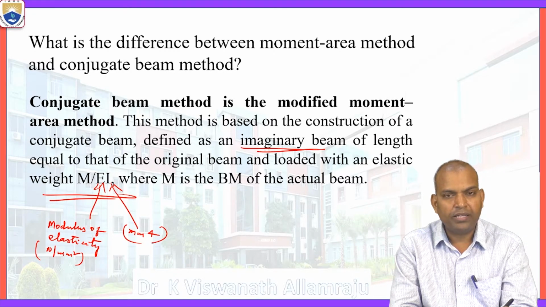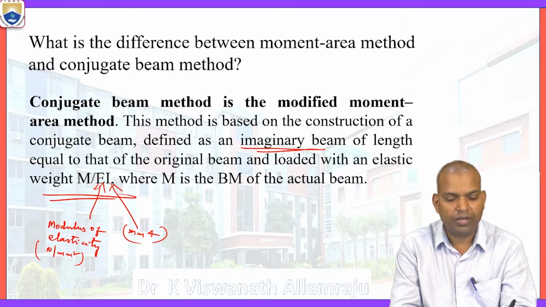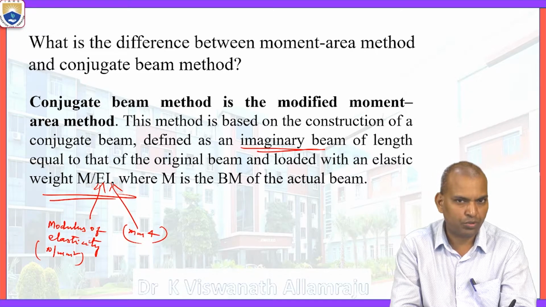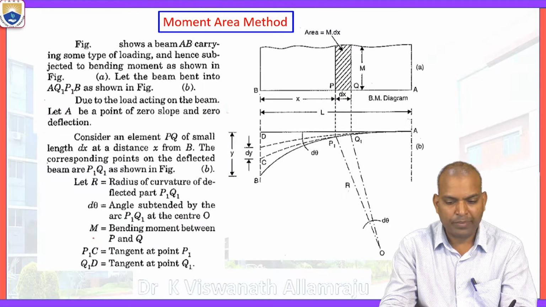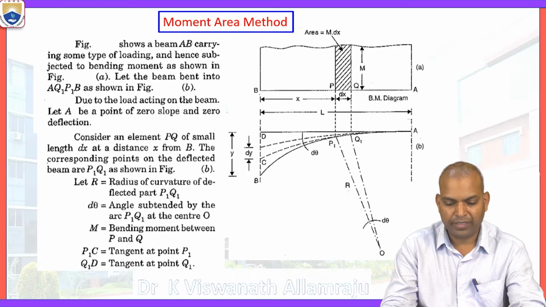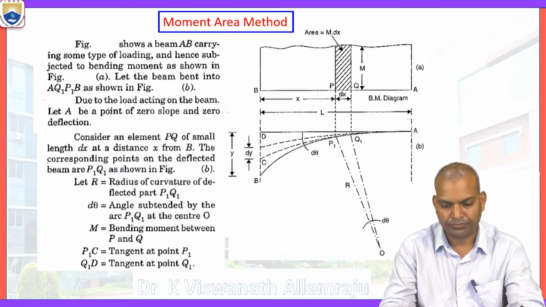In order to obtain the exact values, we have to follow the methodology of dimensional homogeneity. So let us begin with the moment area method. Here the figure shows two figures, figure A and figure B. Figure A consists of the two supports A and B, and the distance between A and B is L.